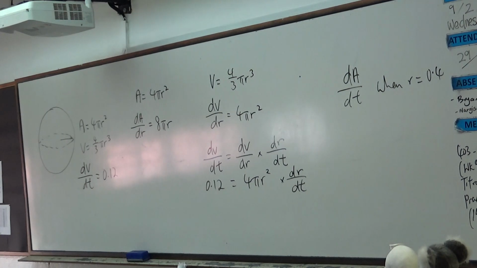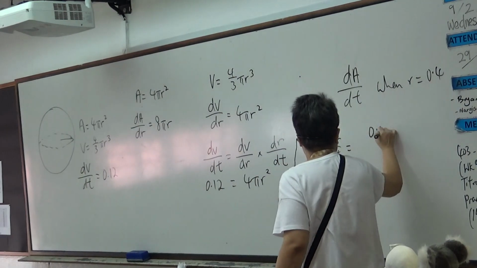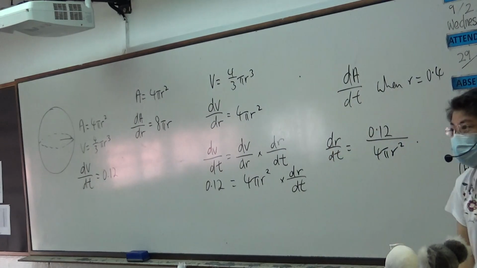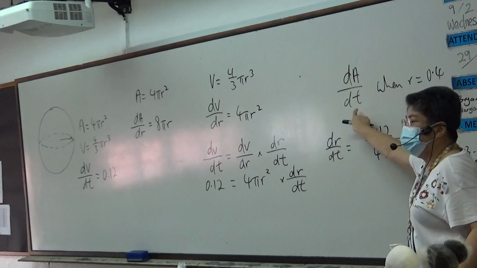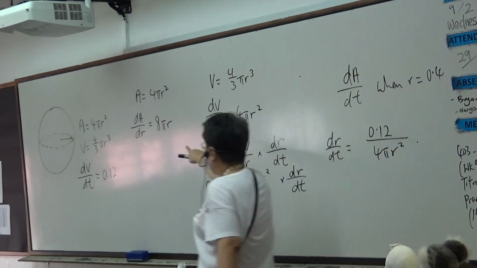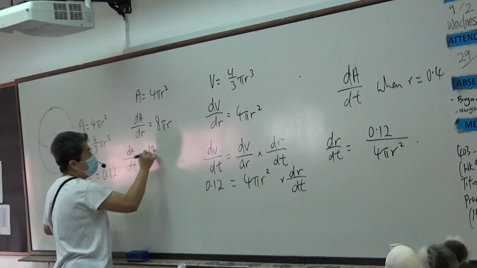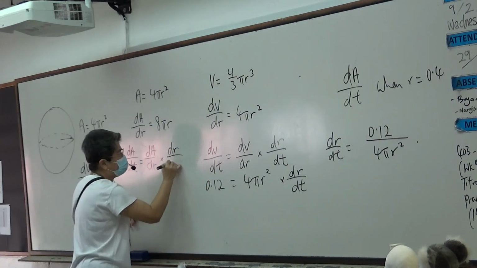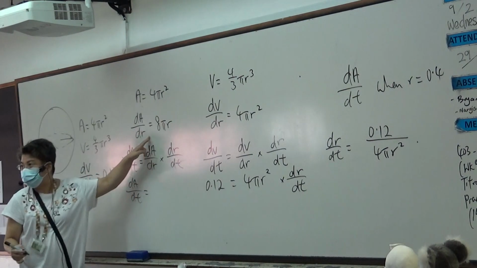So how to find dr/dt? It will be 0.12 divided by 4 pi r squared. Do you all agree with me? But is this our final goal? No, our final goal is to find dA/dt. Now, if I want to use dA/dt, it must be dA/dr times dr/dt. We do not know dA/dt, but dA/dr we know, right?